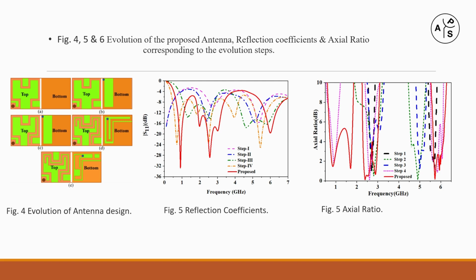Further, in the fourth step, the top loop and bottom were both extended along with a shift of the shorting pin. Till now we got 915 MHz, 2.45 and 5.8 GHz along with some undesired resonances. In the final step, the ground slot was modified to get only the desired resonances along with the CP behavior. The detailed analysis is given in the paper.